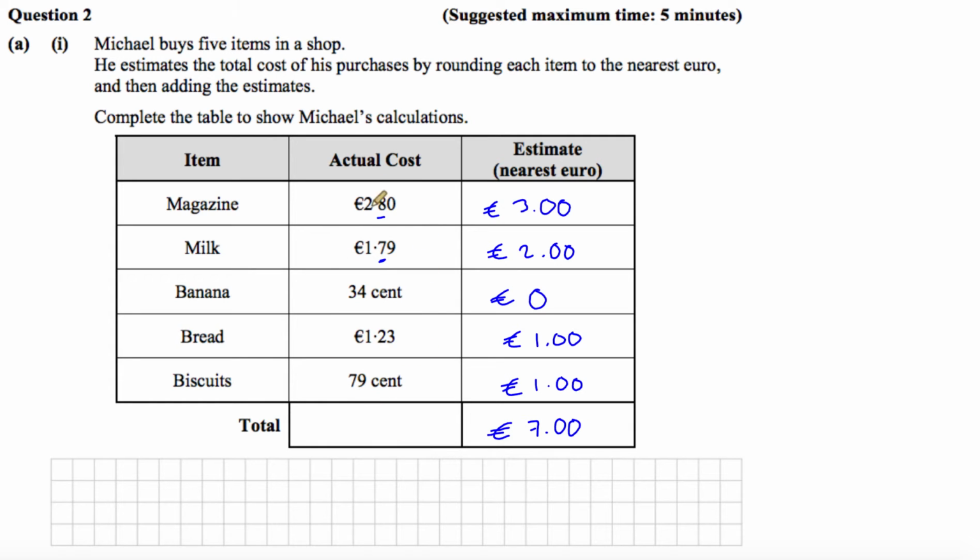And when we add up the actual costs, if we add up all these in the calculator, just remember that 34 cents, when you're adding, that's 0.34. So if you're going to add in euros, as in 2.80, 1.79, make sure you put this to 0.34, and obviously the 79 cent on your calculator, put that to 0.79, and then add up all of these items and you get €6.95. So that's part A1 done.